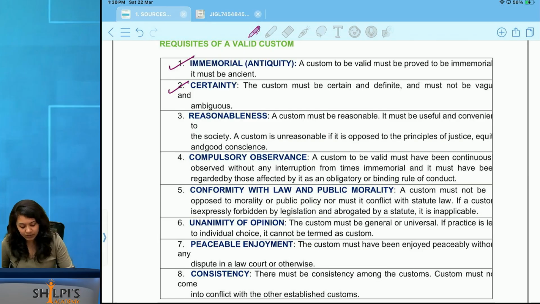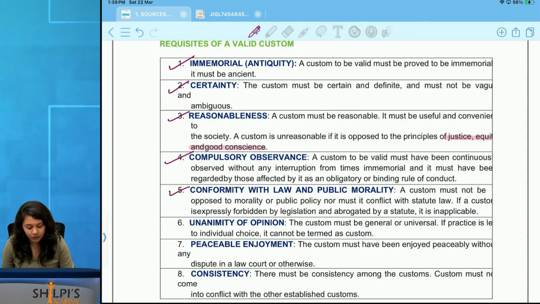Third, it must be reasonable in nature. Any unreasonable customs or those customs which are opposing our justice, equity and good conscience cannot be implemented as a custom. Customs must be followed. You cannot choose to disregard a custom and still gain the benefit of the custom. No, it must be observed uninterrupted from the ancient times.